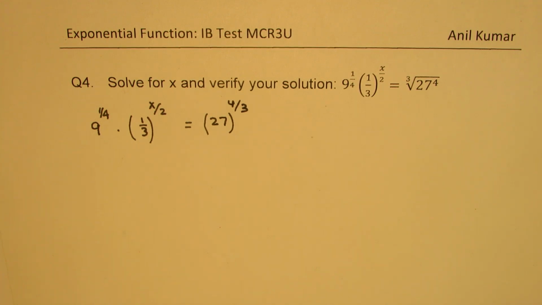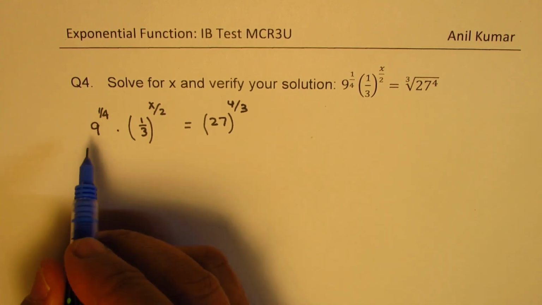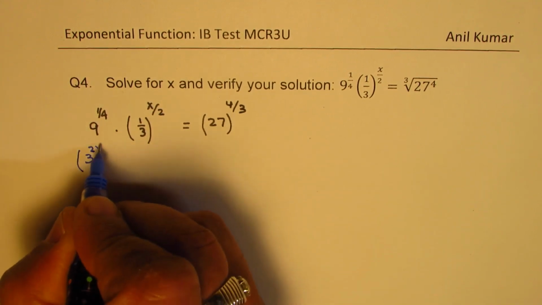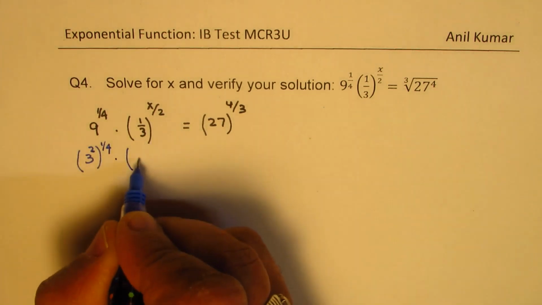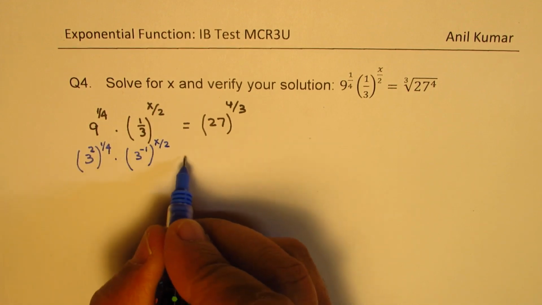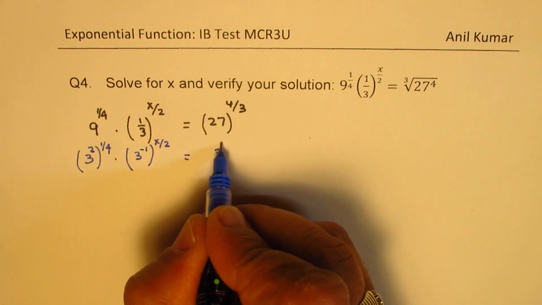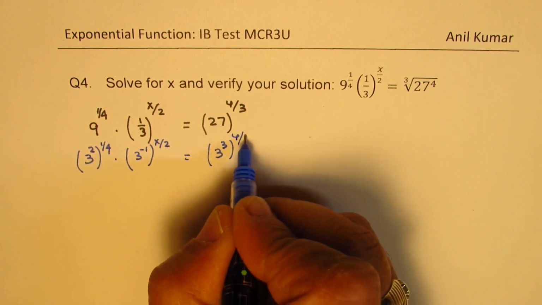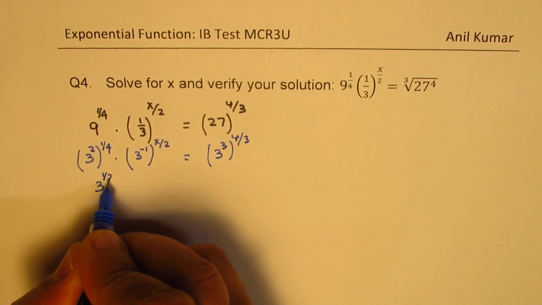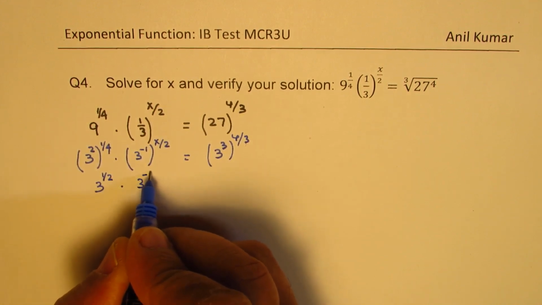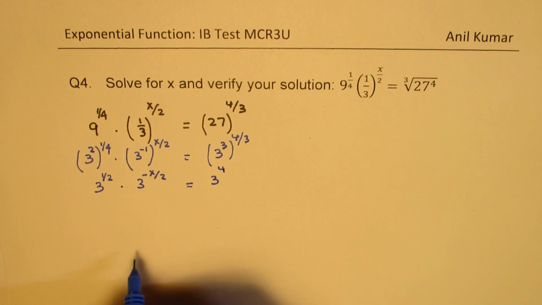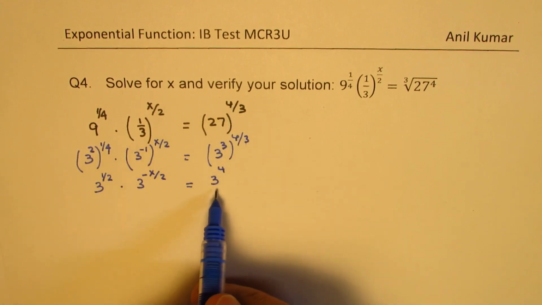Now to simplify, we should write all the terms with the same base. So 9 could be written as 3 squared, so we can write this as 3 squared to the power of 1 over 4. Now 1 over 3 is 3 to the power of minus 1, so we get 3 to the power of minus 1 over this, and 27 can be written as 3 cubed. Now multiplying 2 over 4 is half, we get 3 to the power of half times 3 to the power of minus x by 2. And here 3 and 3 cancel, we get 3 to the power of 4. So the right side here is 3 to the power of 4.